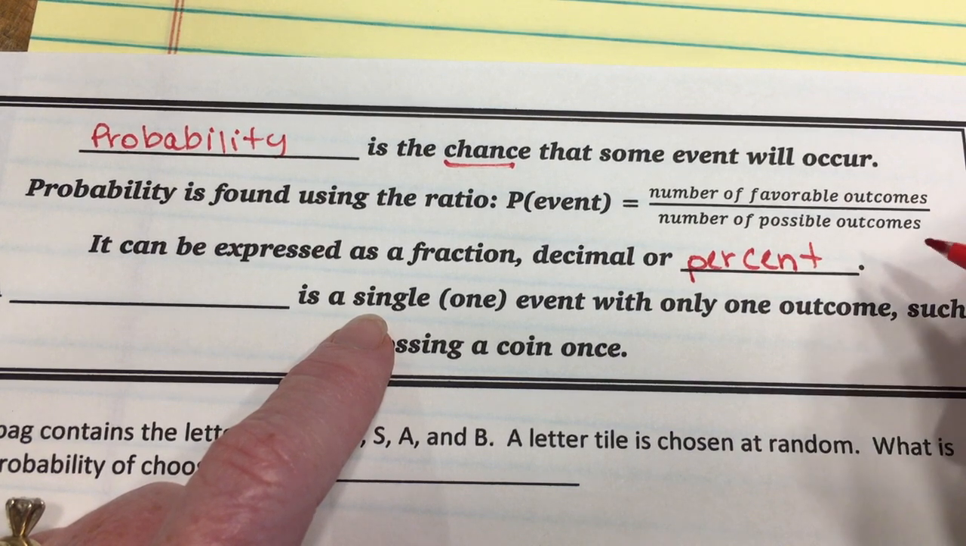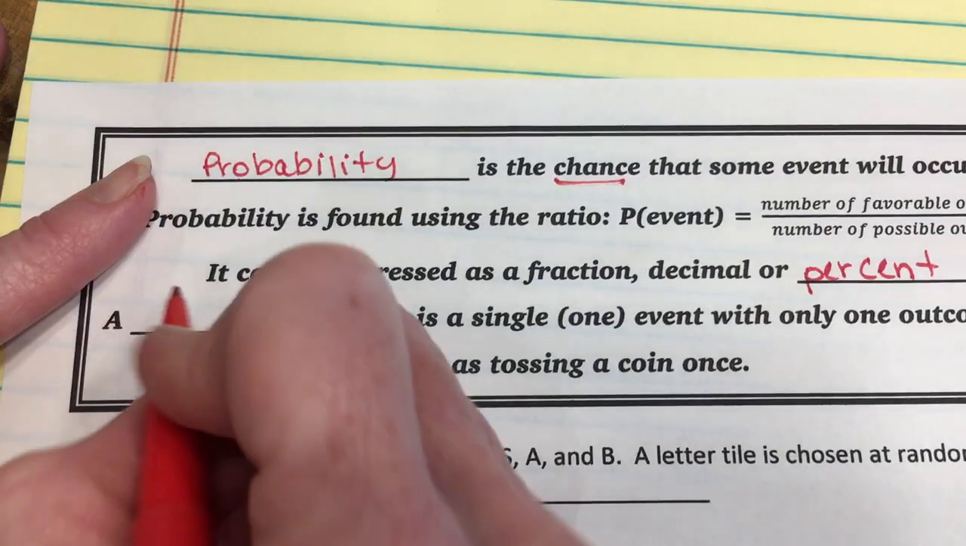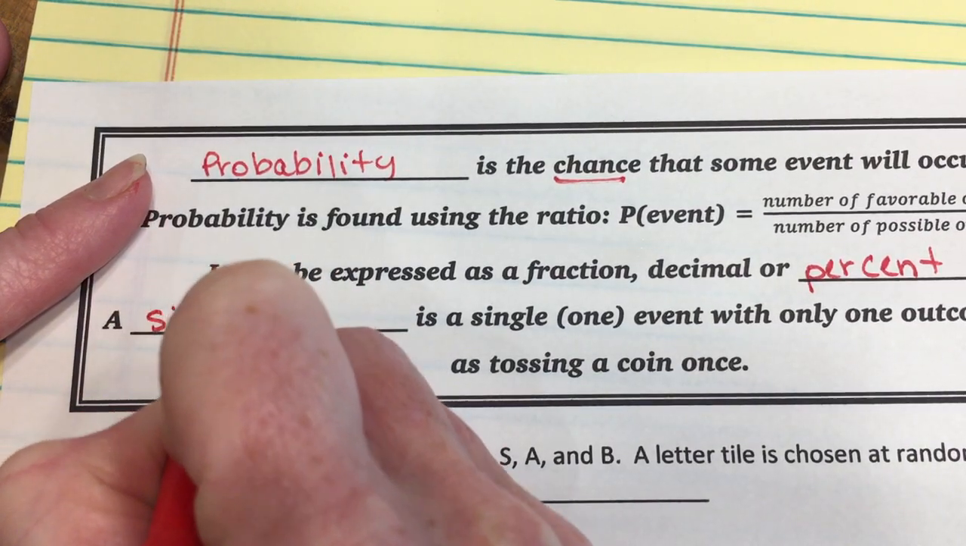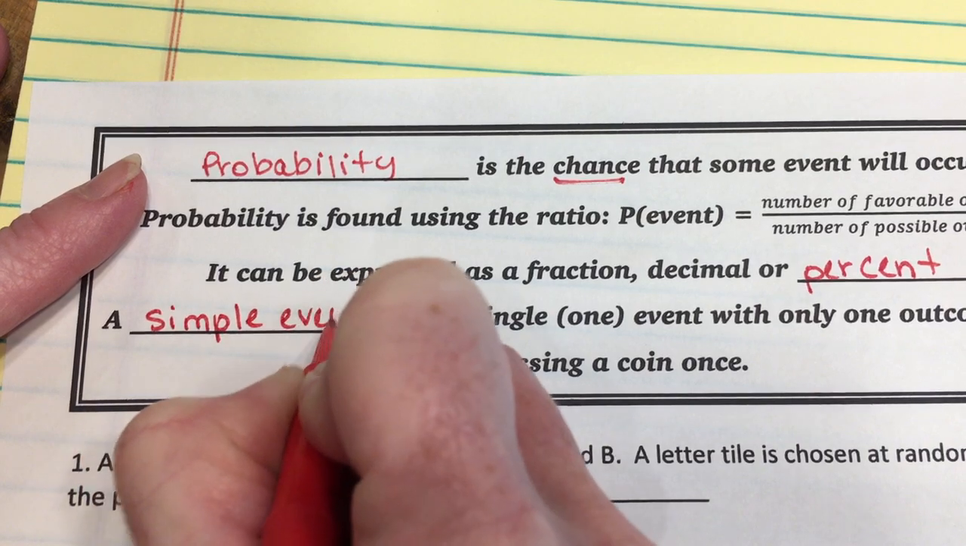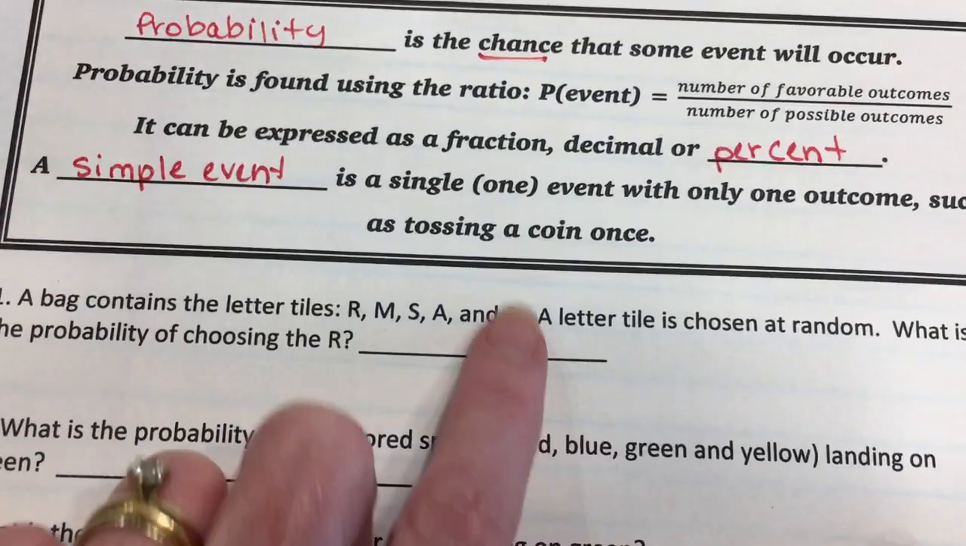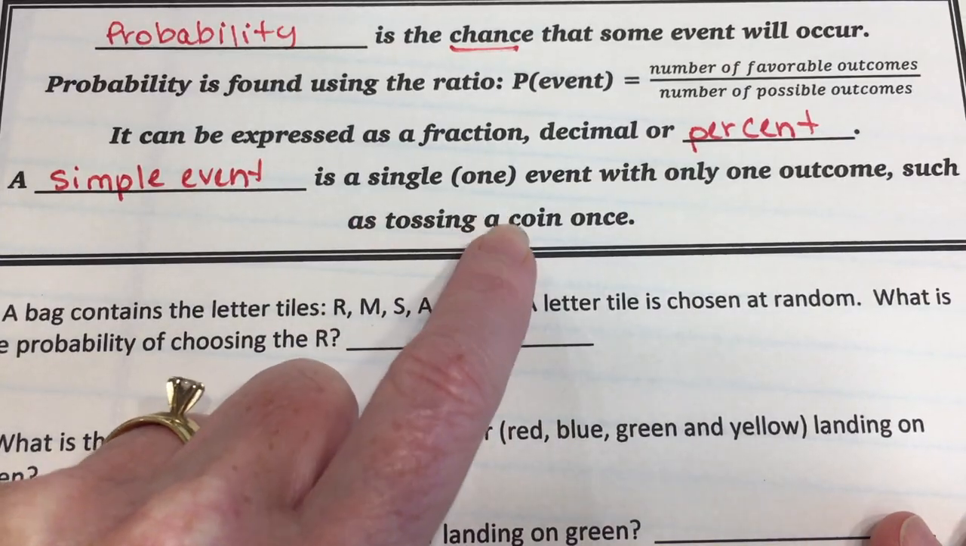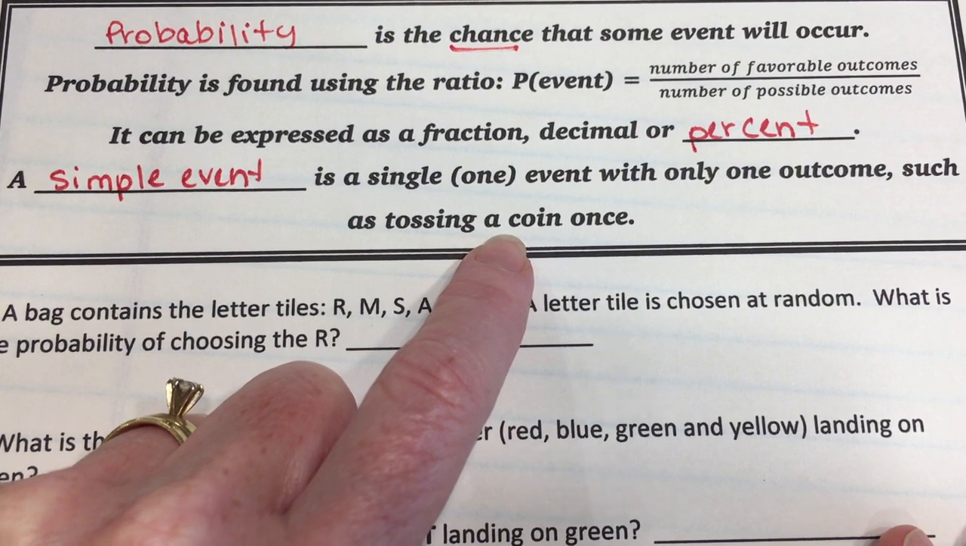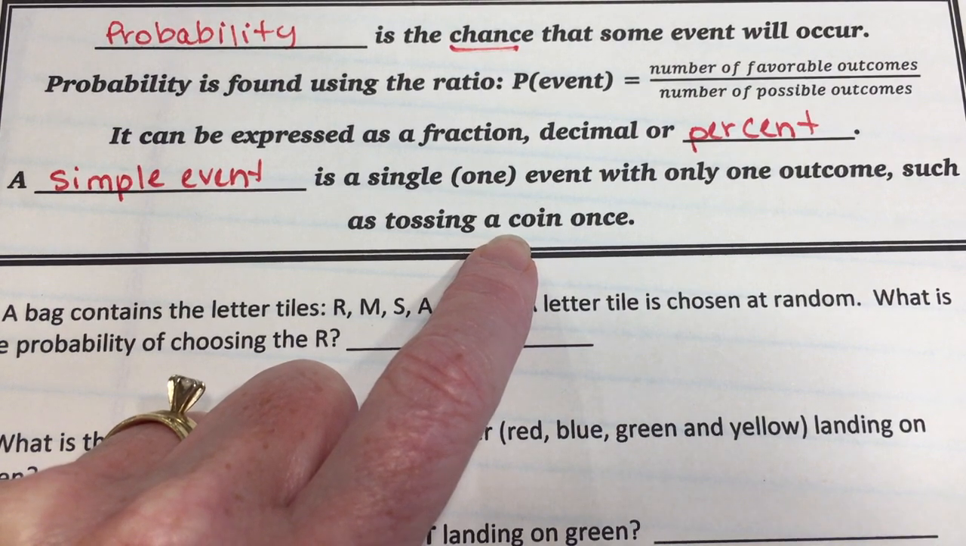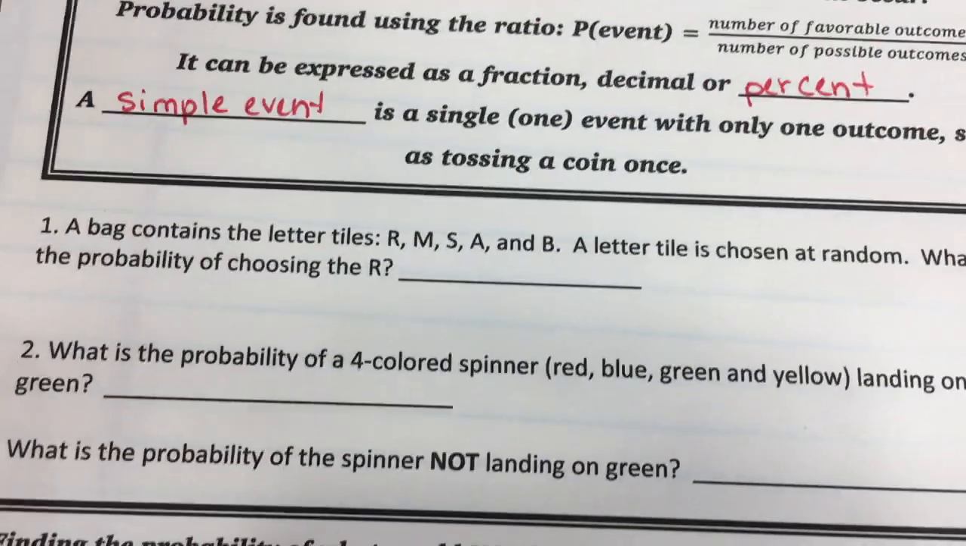And then in this video, we are talking about simple events. So what's a simple event? A simple event is a single event, meaning one event with only one outcome, such as tossing a coin once. If you toss a coin, there's only one thing that's going to happen, heads or tails. If you roll a dice, only one thing's going to happen. You're going to get 1, 2, 3, 4, 5, or 6. All right, so let's look at some examples of this.